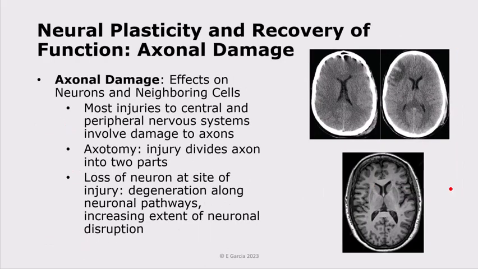Okay, so neuroplasticity and the recovery of function. Sometimes things happen right off the bat that create a lot of challenges in recovery. One of those is axonal damage. Most injuries to your CNS and PNS actually do involve damage to axons. And sometimes the axon can actually rip into two pieces, and this is called an axotomy. And you lose that neuron. You lose the pathway, and it accentuates the injury.